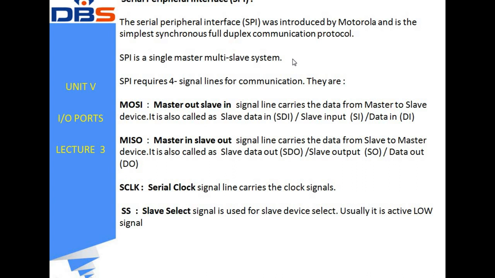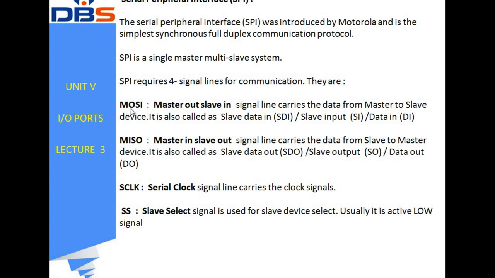That means one master will be there and the data will be transmitted to multiple slaves, and to which slave the data is sent will be decided by the master itself with the help of a pin called the slave select pin. SPI requires 4 signal lines for communication between master and slave.